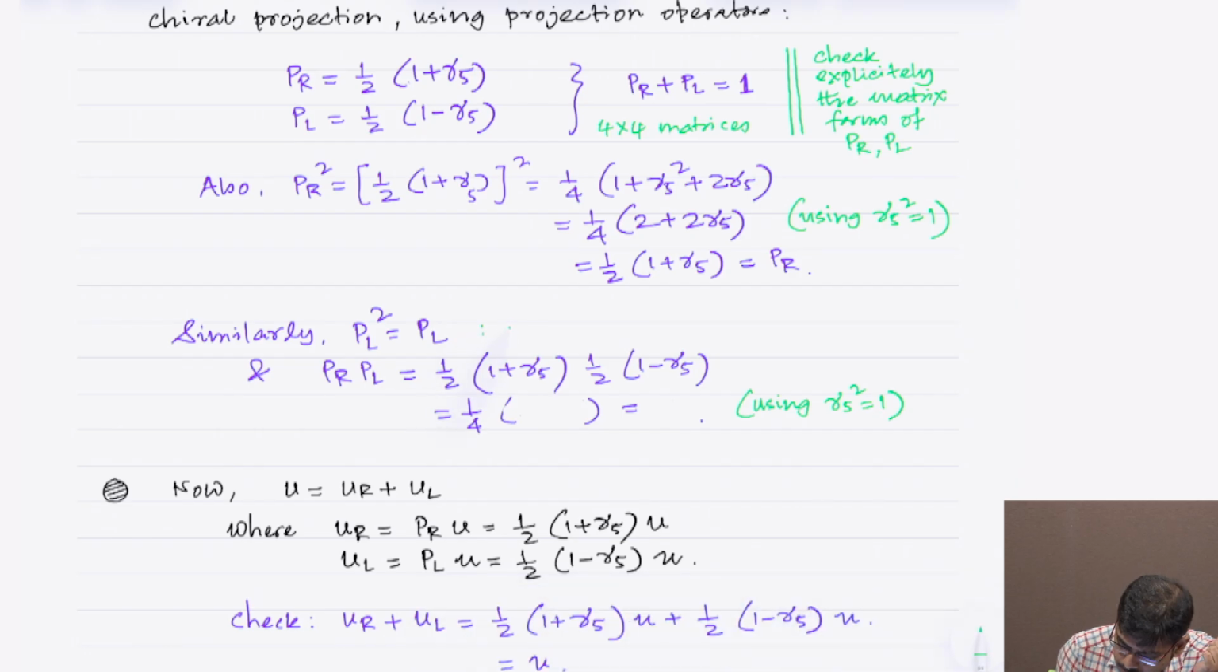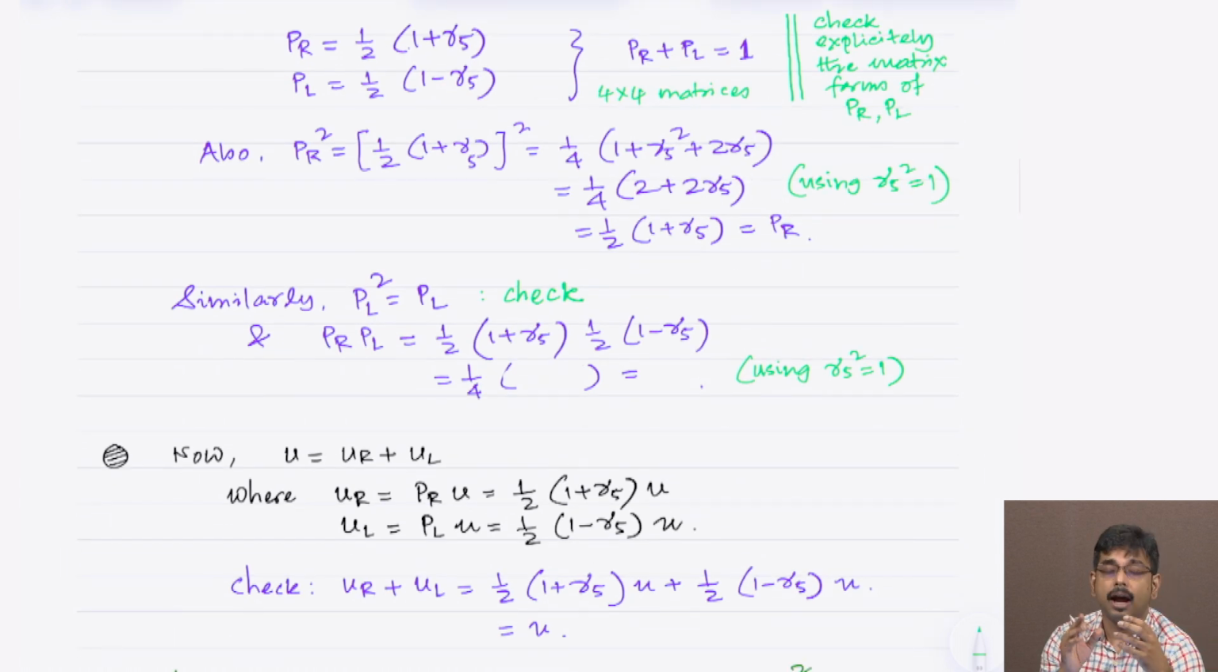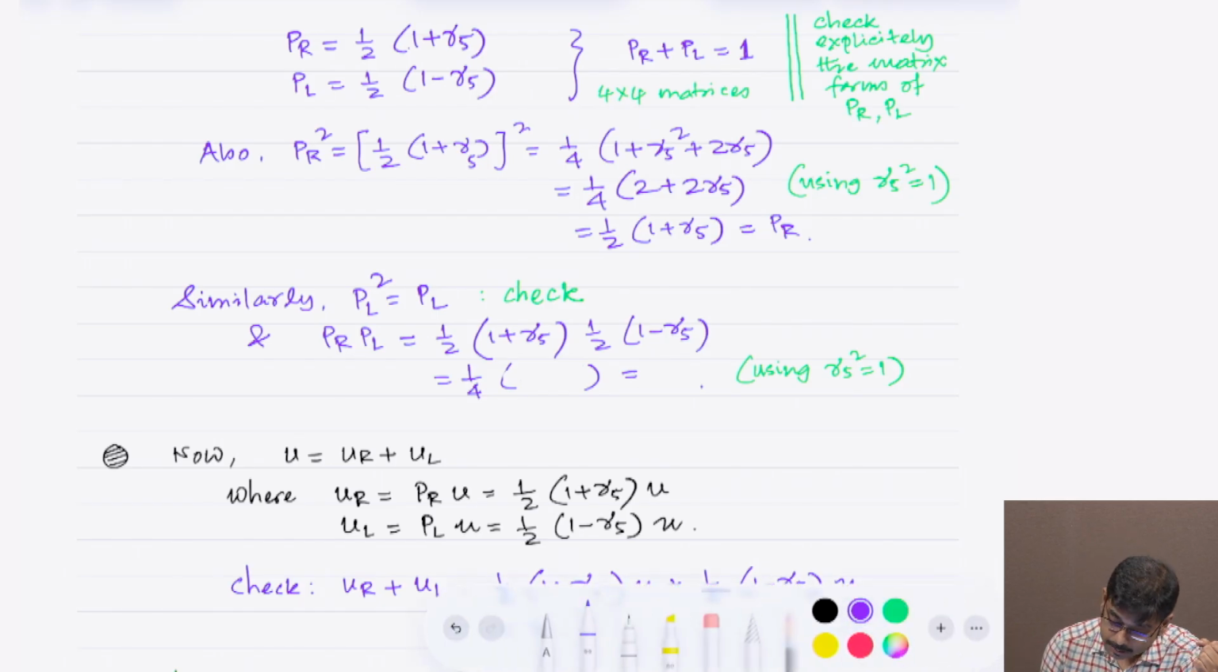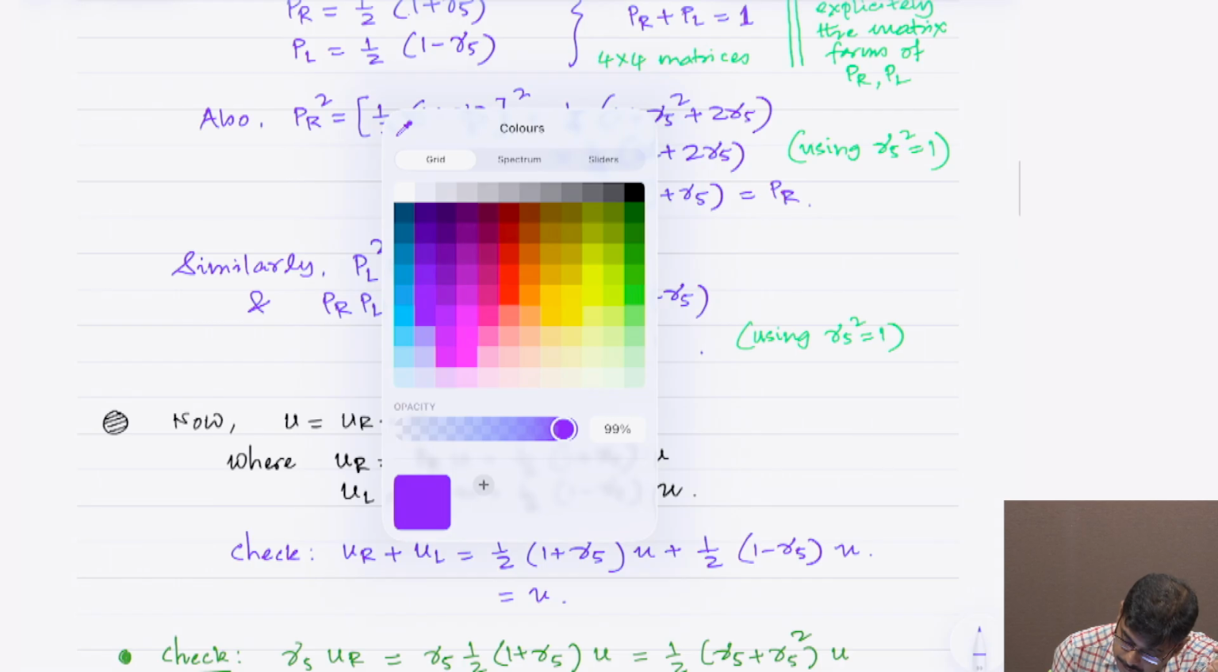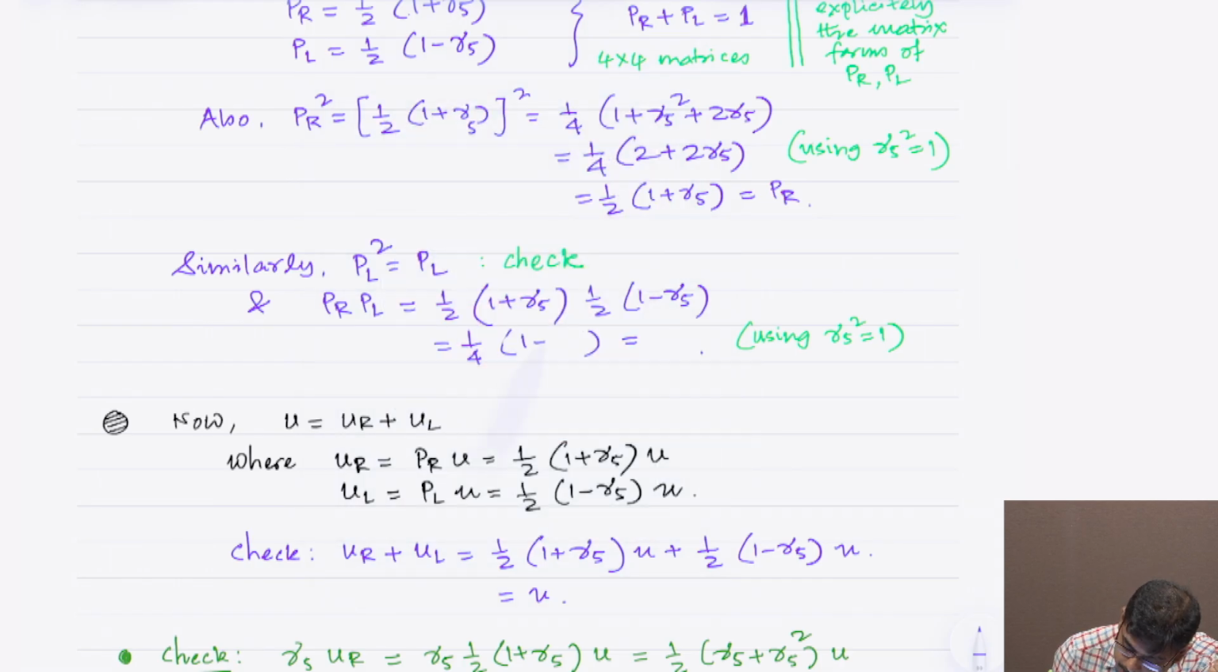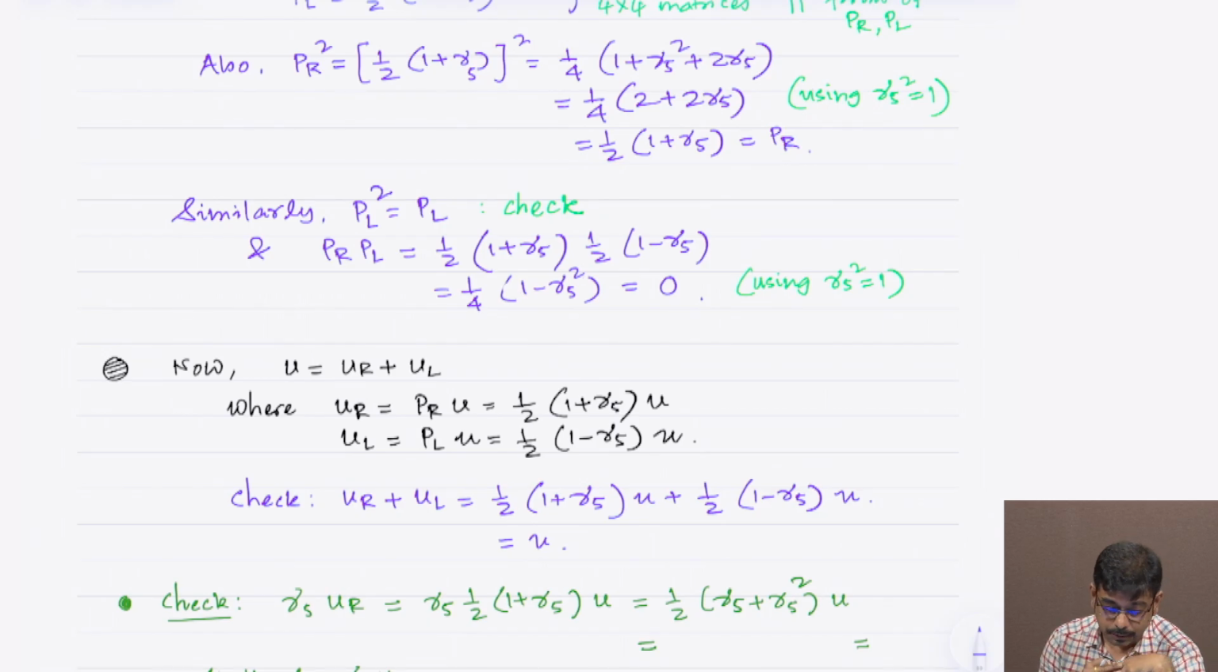So, that is something that you can do very easily. This is something that you should explicitly check using the properties of gamma 5, and then let us take PR PL together. If you take PR PL, this is half into 1 plus gamma 5 into half into 1 minus gamma 5, and in the multiplication, we know that this is going to become 1 minus gamma 5 squared, and just because gamma 5 square equals 1, this actually goes to 0, right. So, PR PL goes to 0.